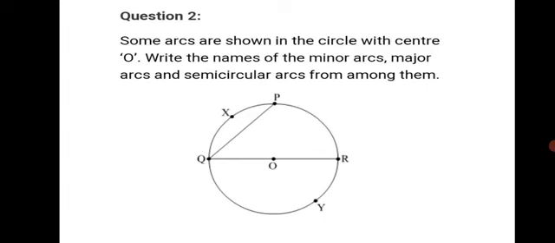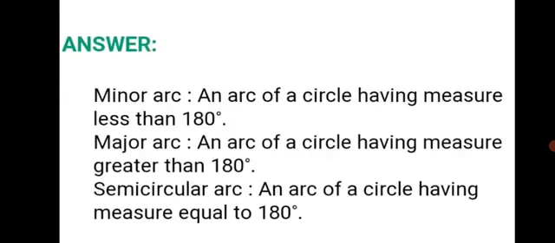Less than 180 will be minor arcs. More than 180 degree will be major arcs. And exact 180 degree will be semicircular arcs. So let's divide the answers in three parts. So let's have a look at the answer. What are major arcs, minor arcs and semicircular arcs? We have to understand that first.